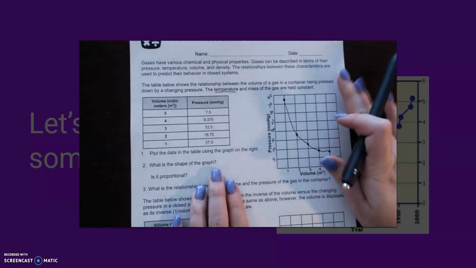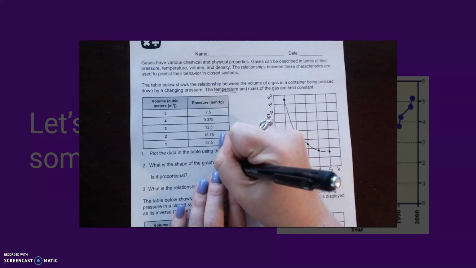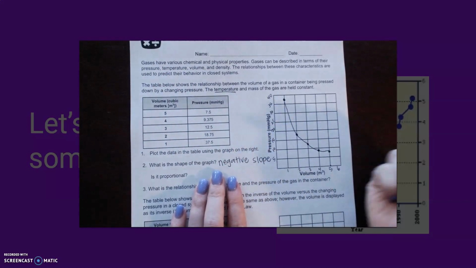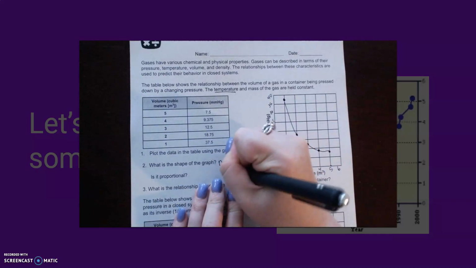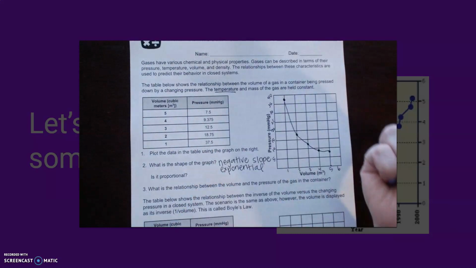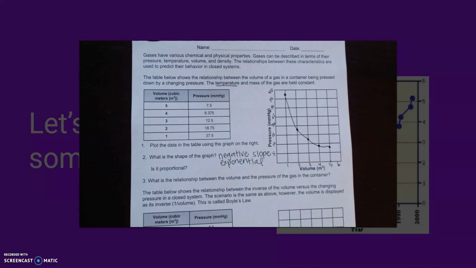So we're looking at this one. This is the one we've graphed so far together. I can see that it's going down towards the right, so I know that that's going to be a negative slope. I can see that it's not a straight line, so I know this isn't going to be linear. So it says, what is the shape of the graph? For this one, I know that it's a negative slope, and that it's not a linear graph, it's an exponential graph. It says, is it proportional? And yes, it is. I know that it's inversely proportional.